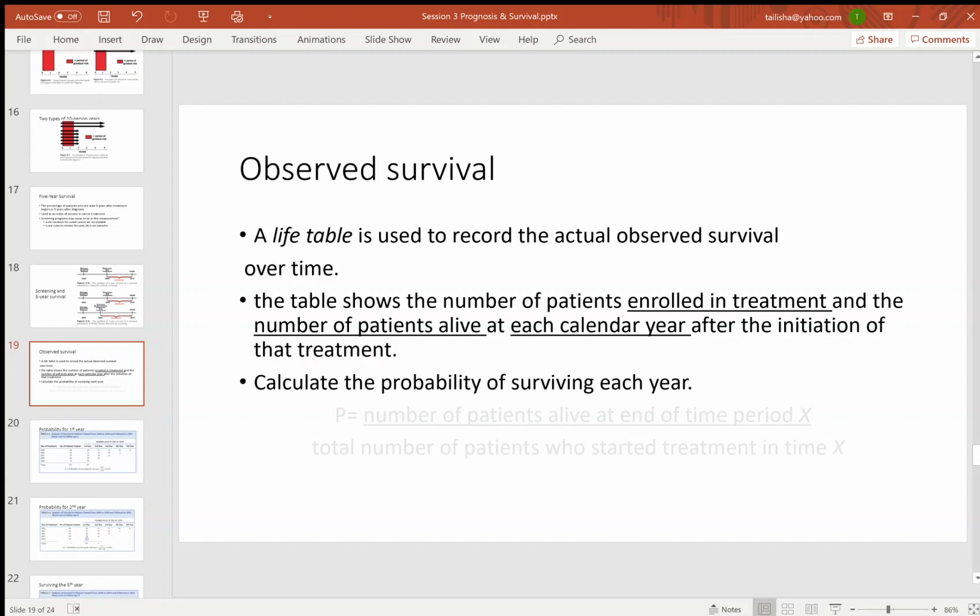Your medication or your intervention, the number of patients alive at each calendar year after the initiation of that treatment. So if you want to calculate the probability of surviving each year, your probability is equal to the number of patients alive at the end of time period X divided by the total number of patients who started treatment in time X. So again, we'll do it together.